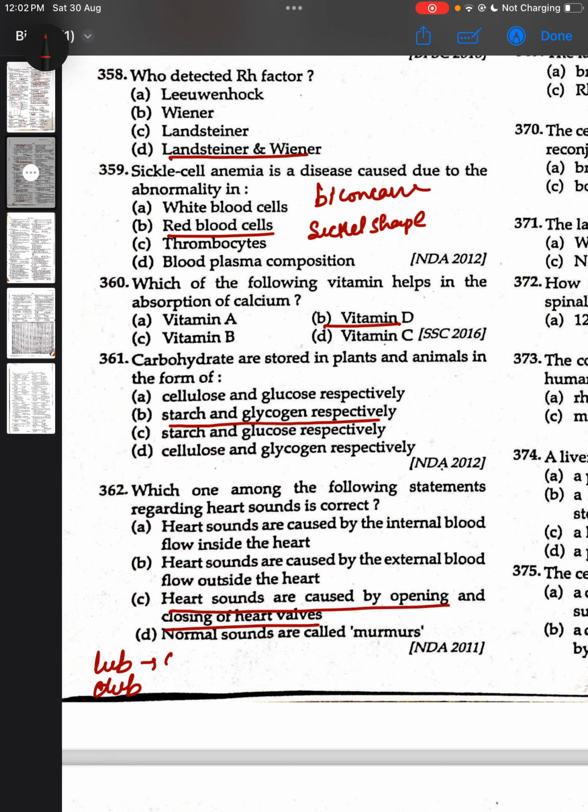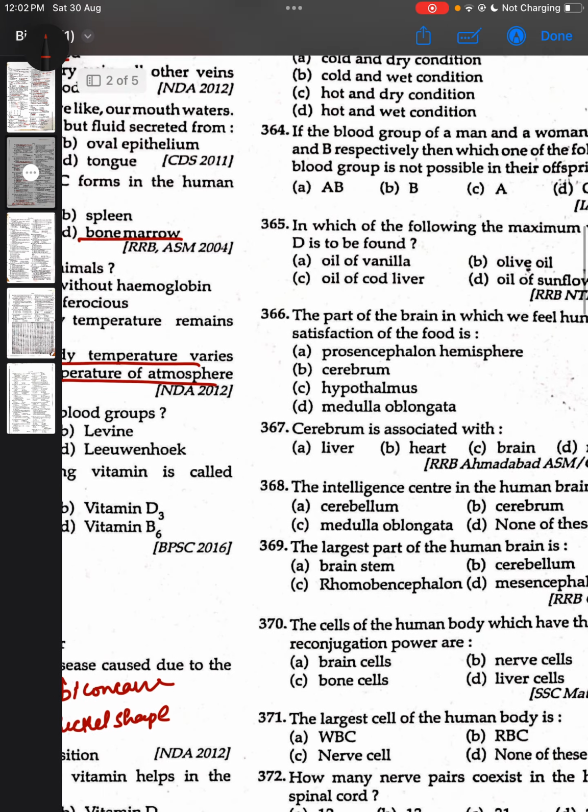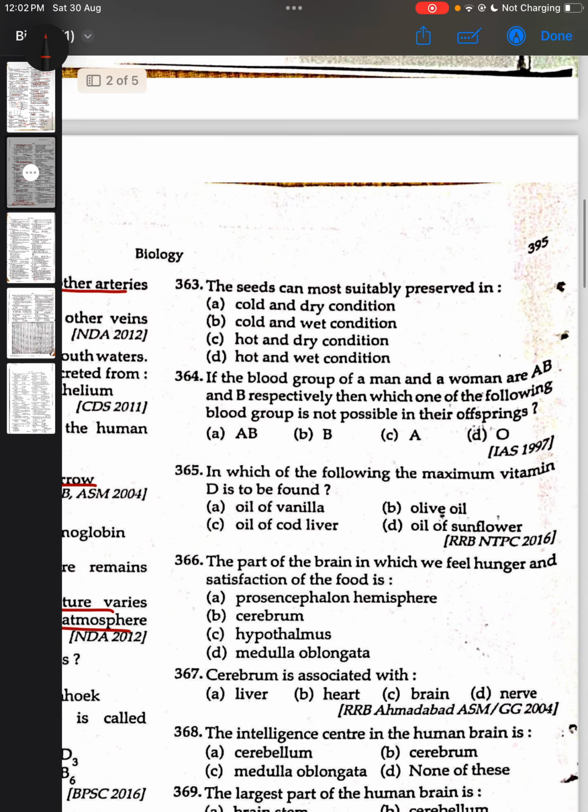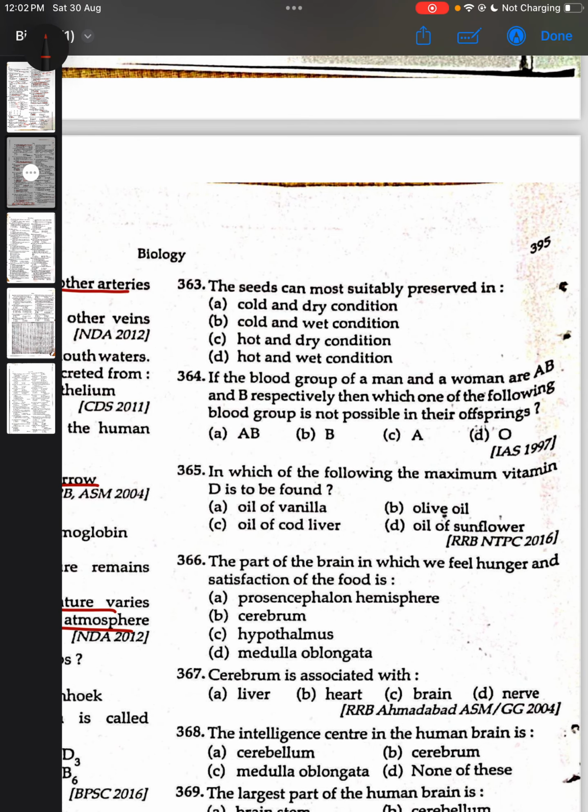Lub is produced by closing of atrioventricular valves, and dub sound is produced by closing of semilunar valves. The seed can most suitably be preserved in cold and dry condition.